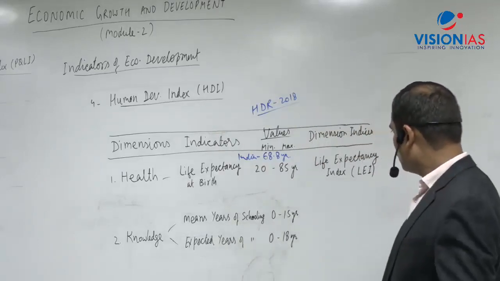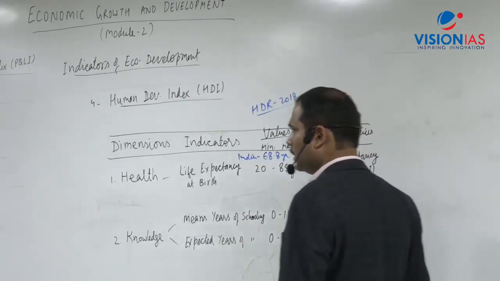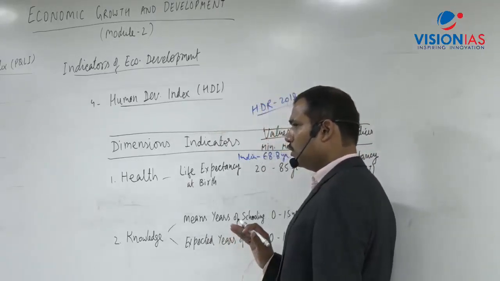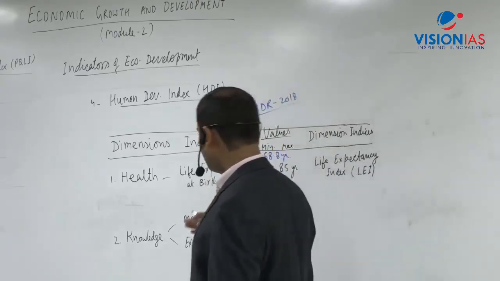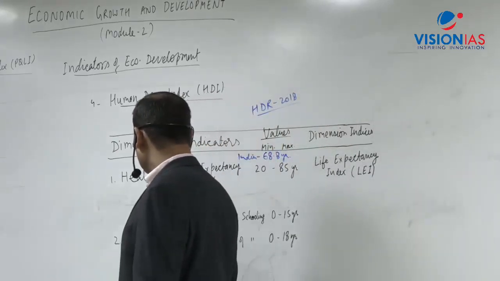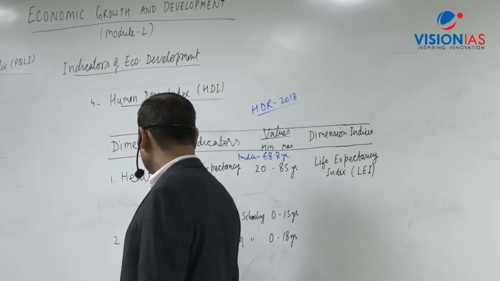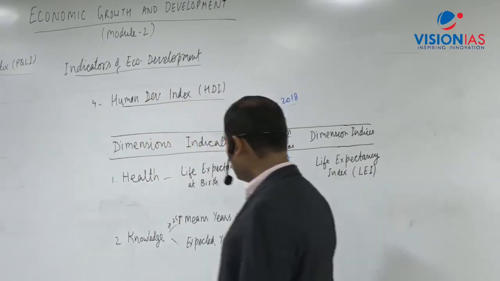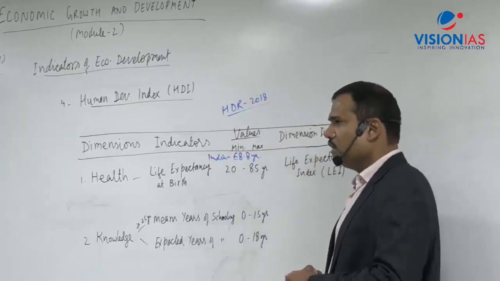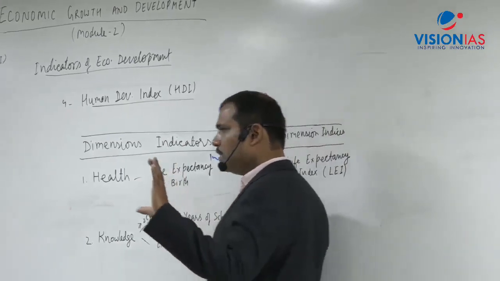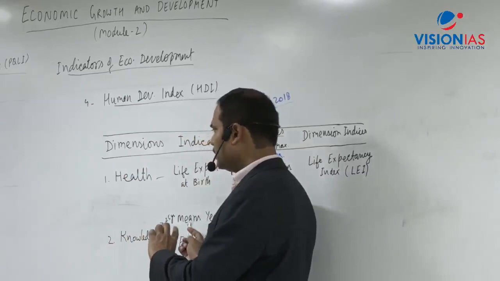Okay, mean years of schooling. What are mean years of schooling? Mean years of schooling is for people who are 25 or more, equal to or more than 25 years. So mean means average years: how many years people who are 25 plus got education. I'll explain separately in detail.